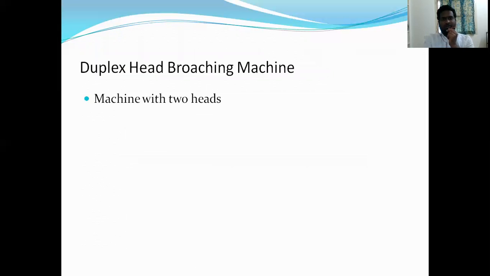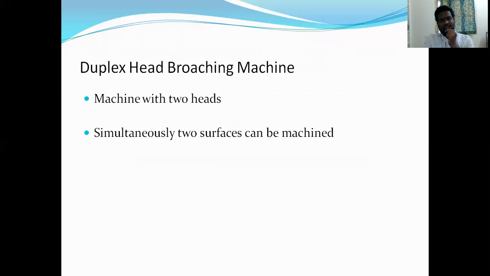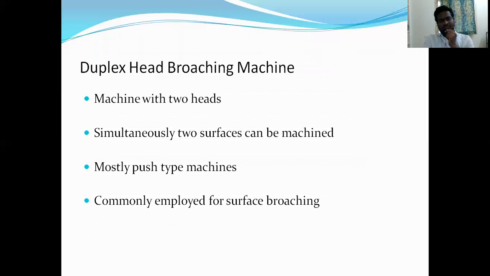Next, what is a duplex head broaching machine? A machine with two heads, we can call it a duplex head broaching machine. Simultaneously, two surfaces can be machined. These are mostly push type machines, commonly employed for surface broaching, and the rate of production is high. That we have observed in the diagram. Production rate is high by using the duplex head broaching machine, right?